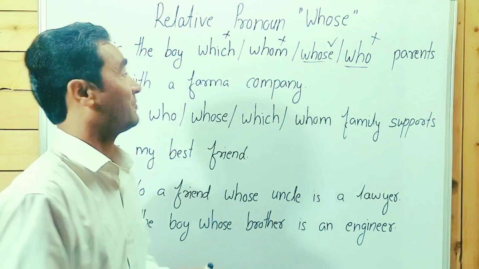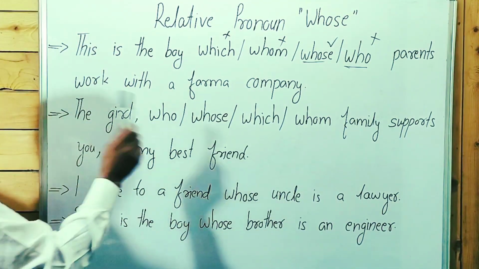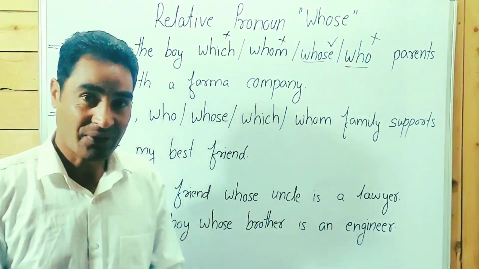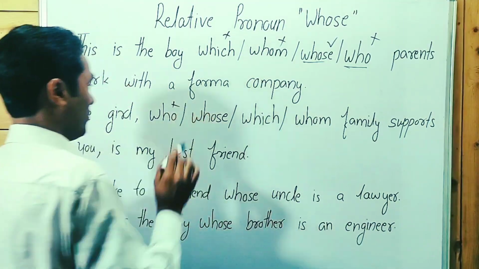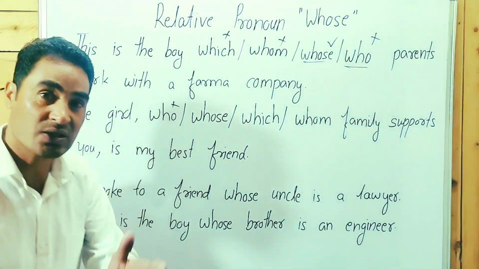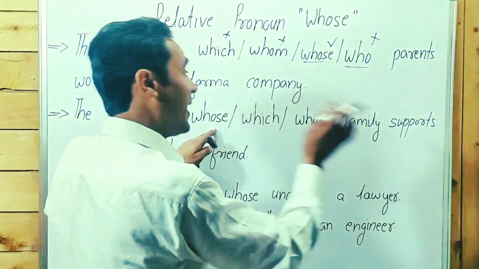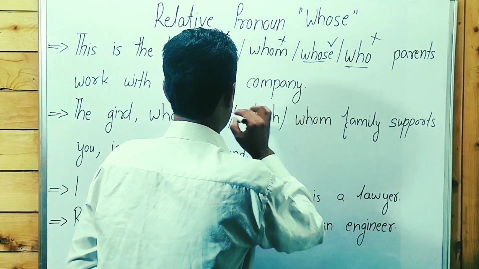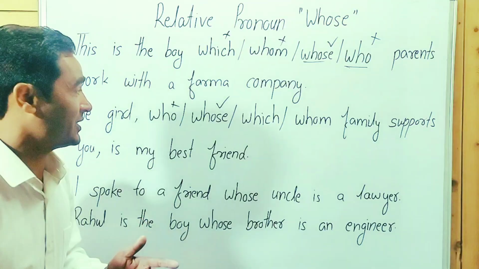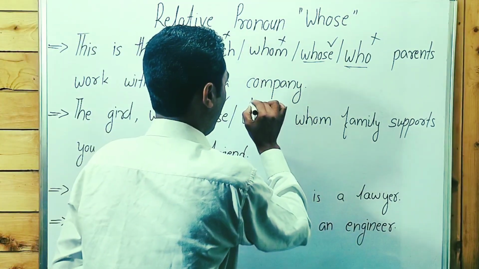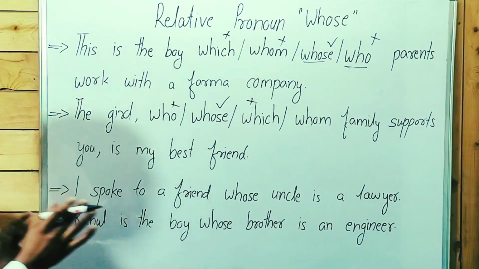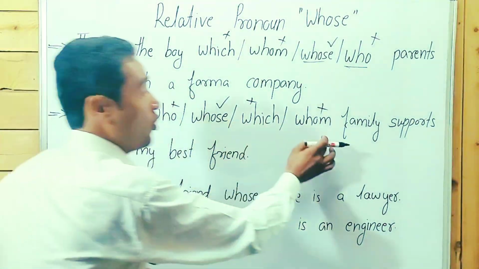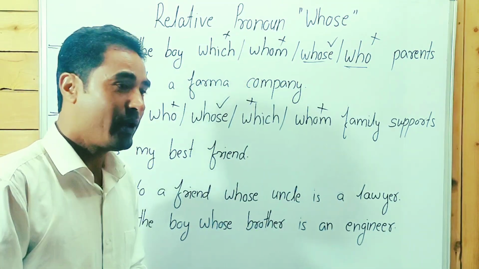I hope you understood. Now the second one: "The girl whose family supports you is my best friend." We don't say "who family supports you." We are talking about possession, so we have to show possession. Not "the girl which family supports you," that is an incorrect relative pronoun. "Whom" to show possession? No, it's incorrect. We don't say "whom family."